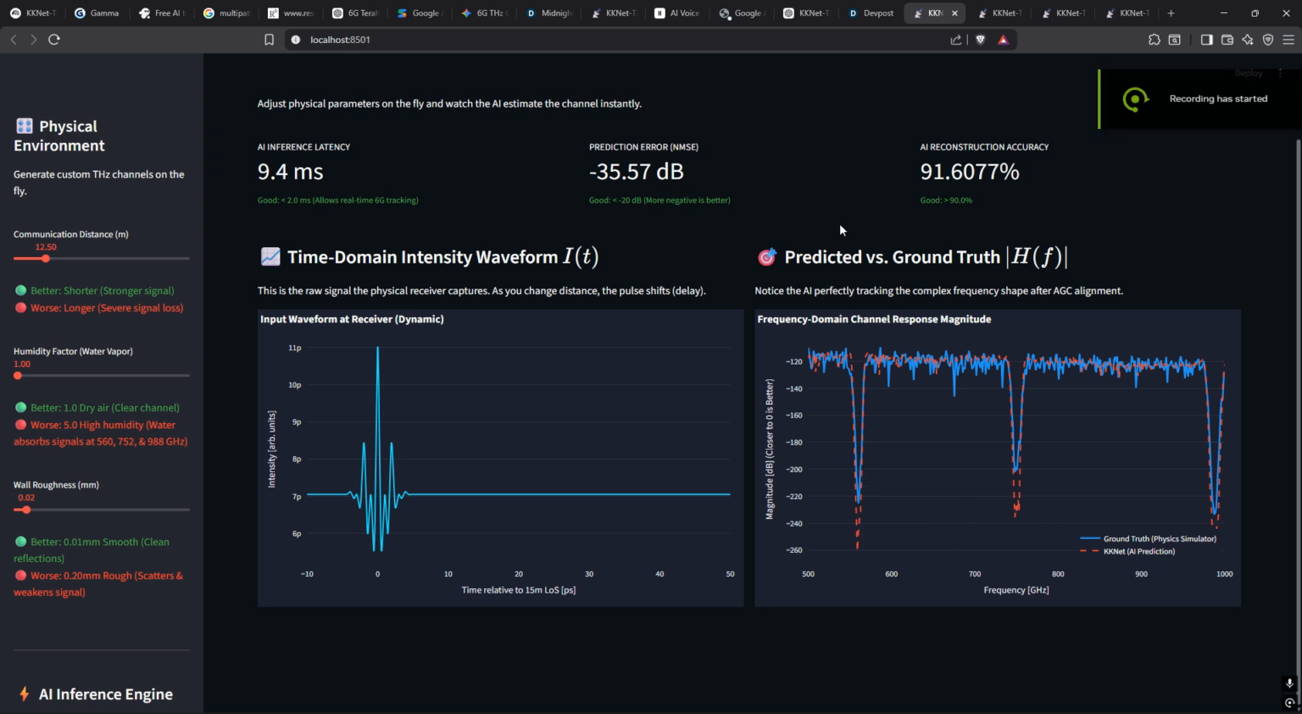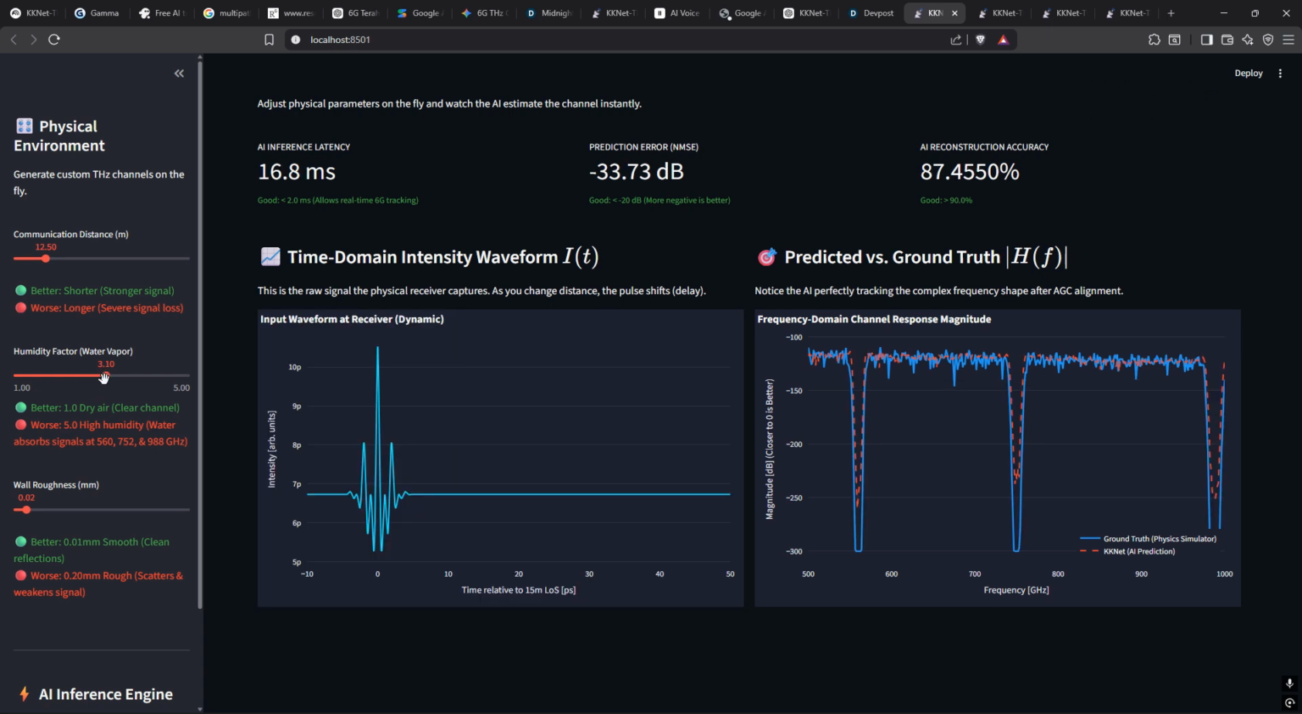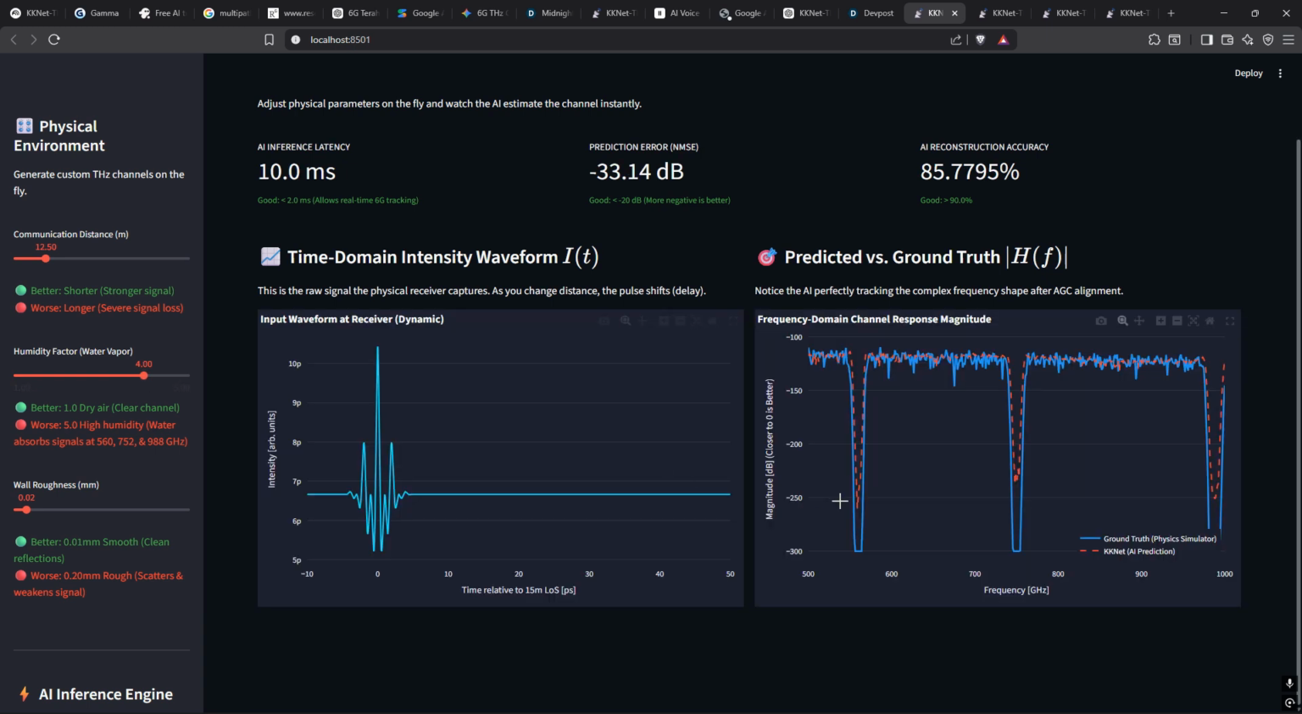Now watch what happens when I increase the humidity. See those deep V-shaped notches appearing at 560, 752, and 988 GHz. That's water vapor molecules resonating and absorbing the signal. This is real physics. And look, the AI's red prediction curve follows every single one of those sharp dips perfectly.